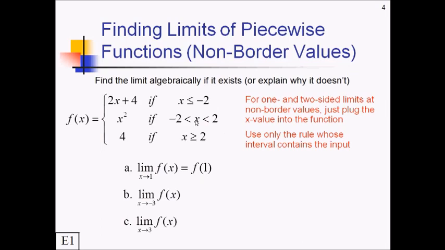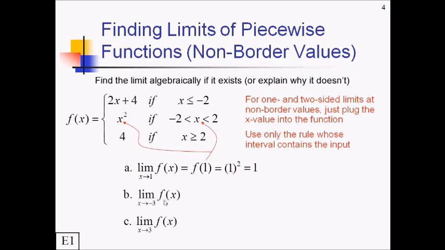That would be this middle rule right here. 1 falls between -2 and 2. So we're just going to use this x squared rule when we're evaluating f of 1. So x squared really means 1 squared in this situation, which means that our limit and our function value there is just 1. Pause the video and see if you can do these other two examples.